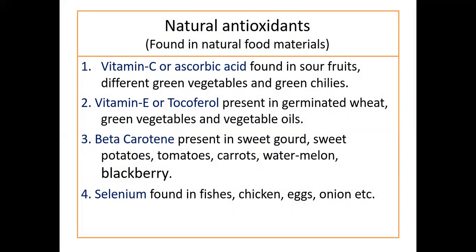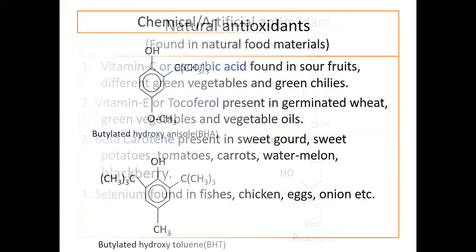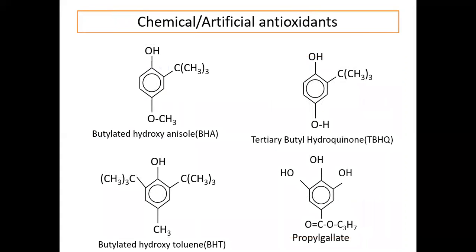Vitamin E or tocopherol is present in different green vegetables and vegetable oils. Beta carotene is present in sweet potato, tomato, carrot, etc. Selenium is found in fish, chicken, and onion, etc. These are chemical or artificial antioxidants: BHA, TBHQ, BHT, and propyl gallate. You have to know the structural formula of these chemical antioxidants.